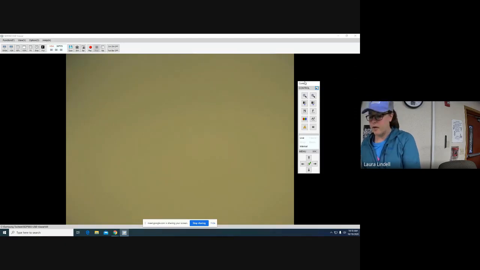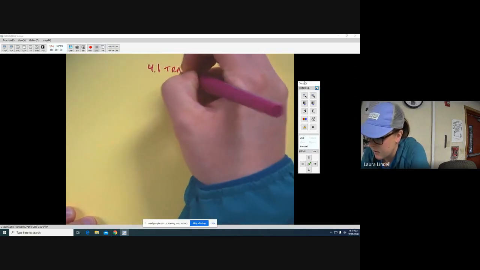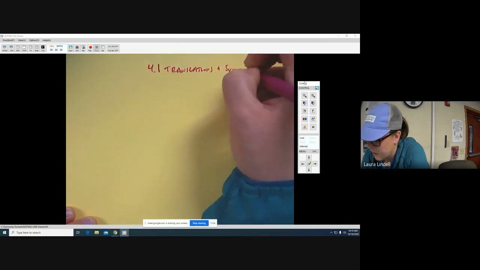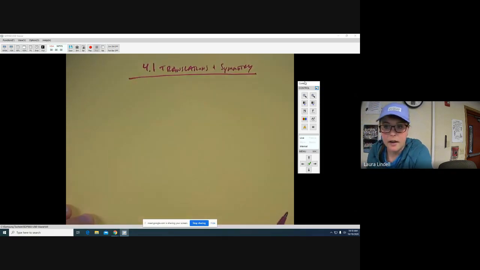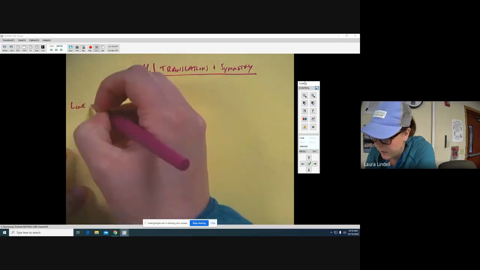Here it is. Okay, so 4.1 is all about translations and symmetry. Specifically line symmetry today. So there are other types of symmetry, like rotational symmetry, that's a little bit more what some of you have been talking about with your descriptions. And so there's two kinds of symmetry that we're going to talk about: line symmetry and rotational symmetry. And today we're only going to talk about line symmetry.